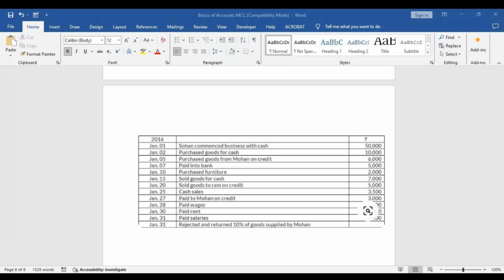Okay, class. I think we have a very similar question as yesterday. We can start with the next point, that is the download of your Tally software.